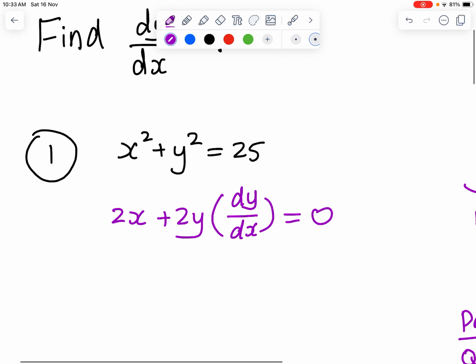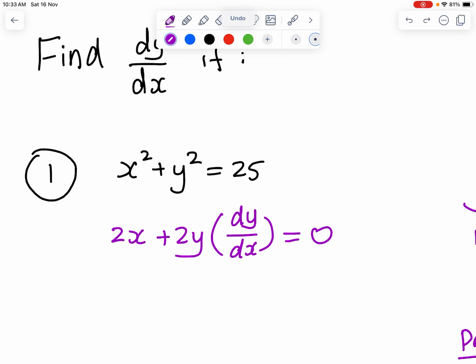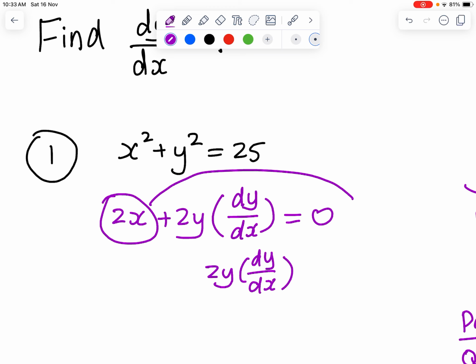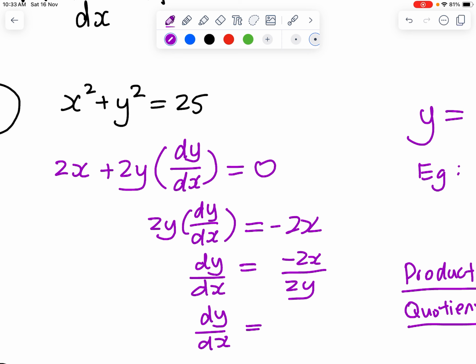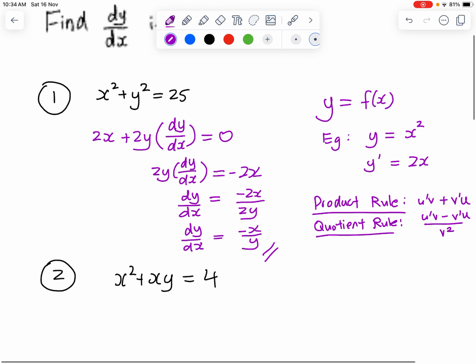Now the question asks to find dy by dx, so we want to isolate dy by dx on its own side. We have 2y times dy by dx, and let's move this to the other side, so it's equal to negative 2x. To isolate dy by dx, we divide by 2y. To simplify that, we get dy by dx equals negative x over y. So that is our derivative of this expression.